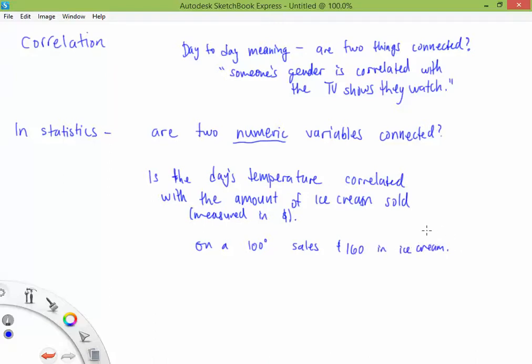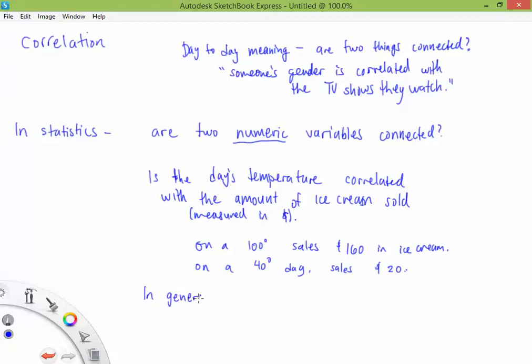Let's see, imagine you're working a little ice cream cart on Santa Monica Pier, okay? On the other hand, on a 40-degree day, how much do you think you'll sell in ice cream? Measured in dollars, okay? 20. Yeah, maybe $20, right? So here we have two numeric variables. The temperature is numeric. The amount of ice cream sold, how many dollars worth of ice cream you sold, is also numeric, okay?